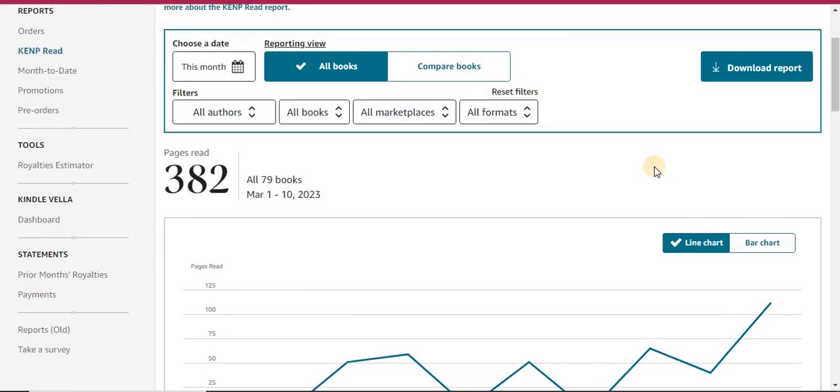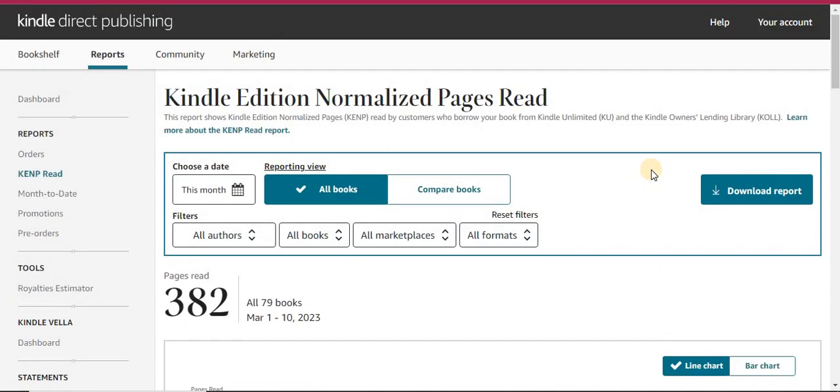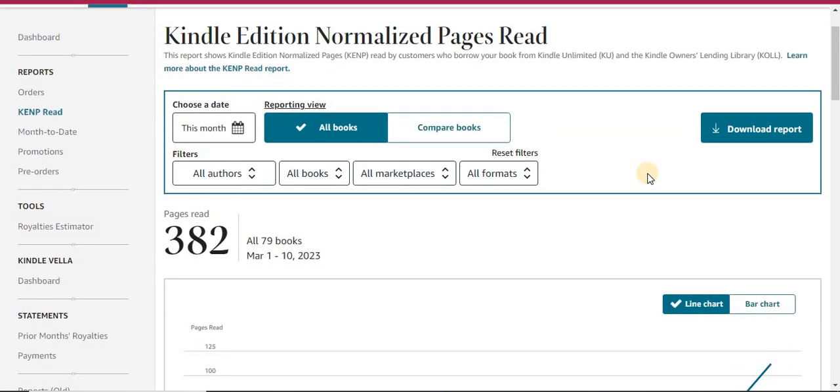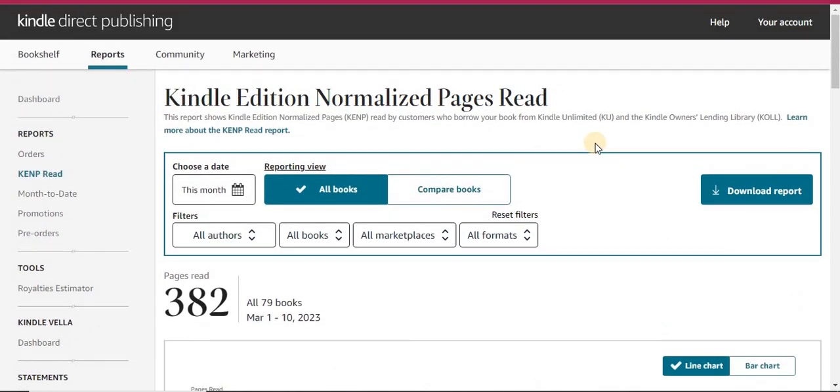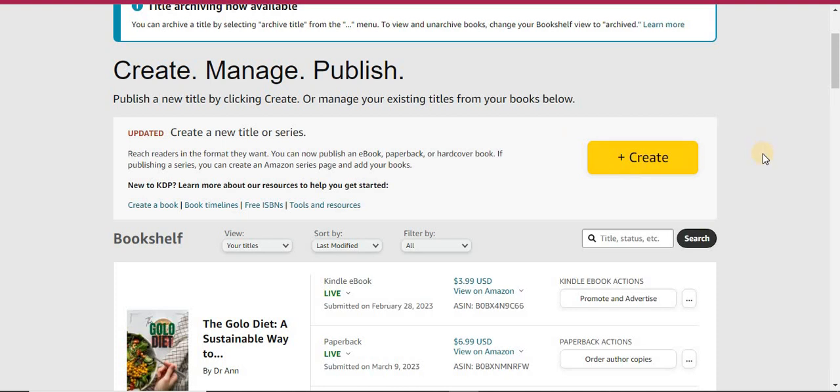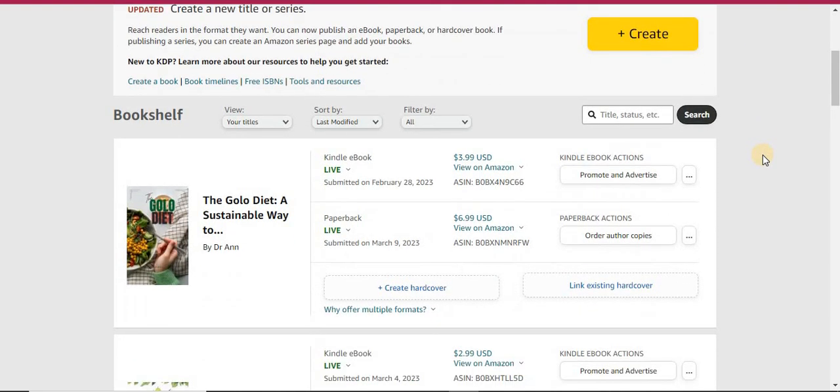An 82-page read in 10 days. That's how much this page has gotten in 10 days. And let me show you this quickly. The book that has gotten this much page view right now is this book.